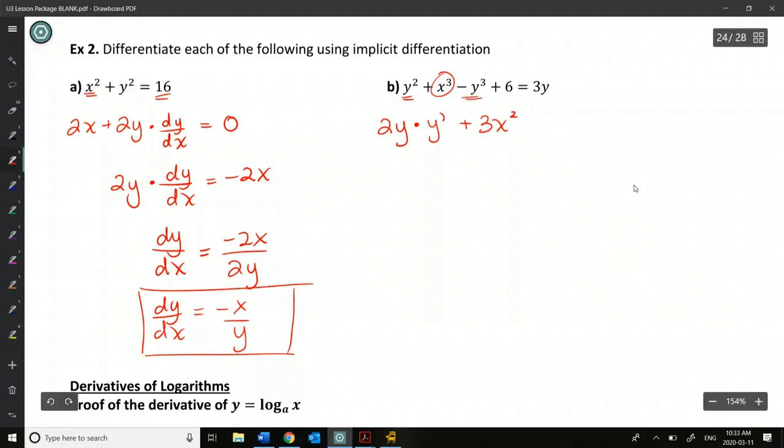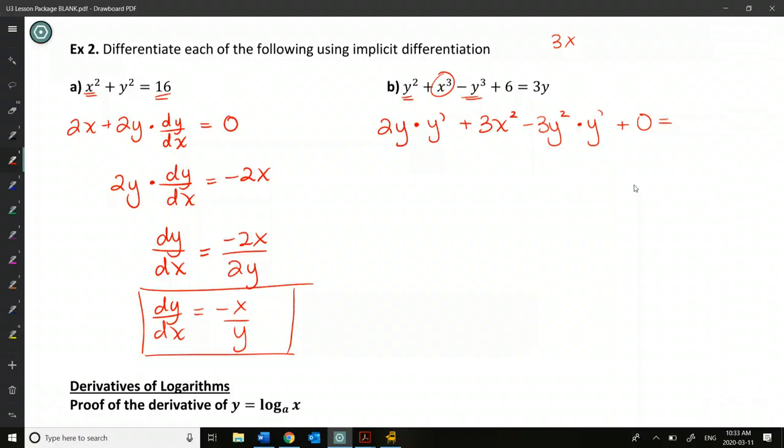Okay, so same thing over here. Apply power rule, subtract 1 from the exponent, and then apply chain rule. So you have to multiply by the derivative of y. Derivative of 6 is 0, and then the derivative of 3y. So what's the derivative of 3x? It's 3. So the derivative of 3y is 3 times the derivative of y. So this will be 3y prime.